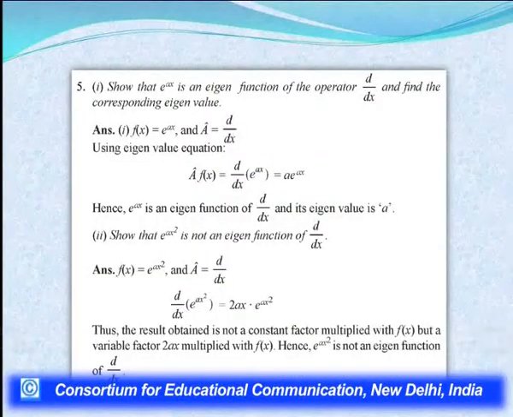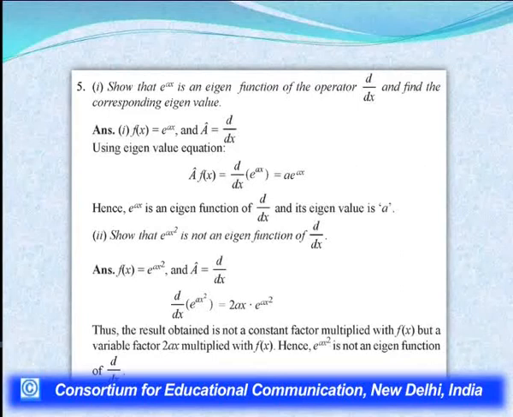Now see question number 5. Show that e to the power of ax is an eigen function of the operator d by dx, and also find the corresponding eigen value. So our function is f(x) equals e to the power of ax, and the operator is d by dx. We will operate this operator d by dx on the function f(x). This will become d by dx of e to the power of ax. By this, obviously a will come out. This is a simple differential question. A will come out, and because e to the power of ax remains as such, it is an eigen function of d by dx, and the eigen value is a.